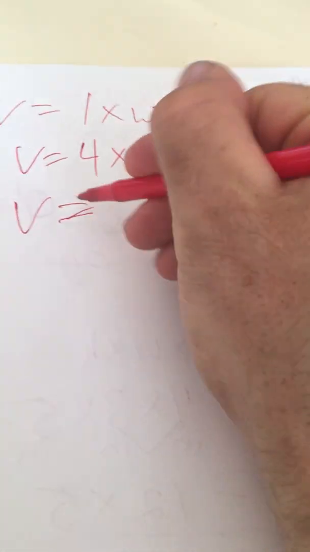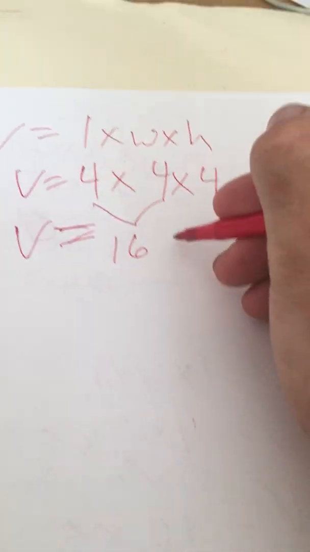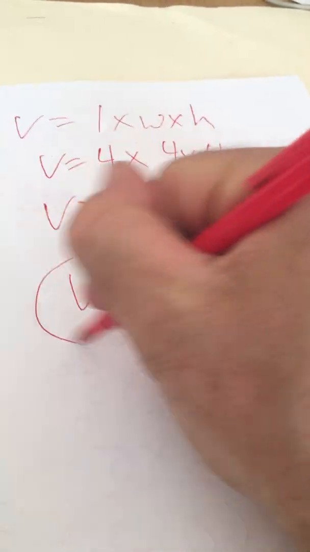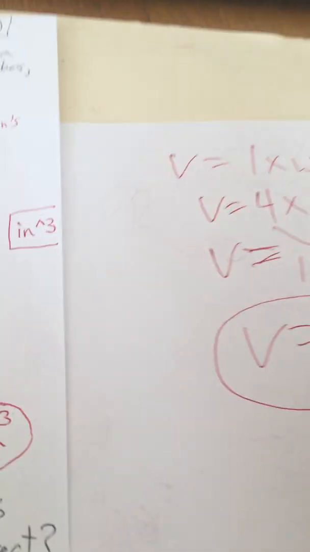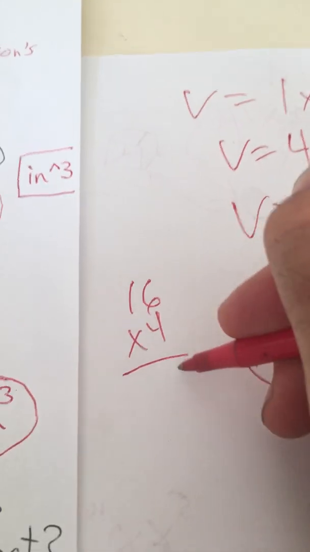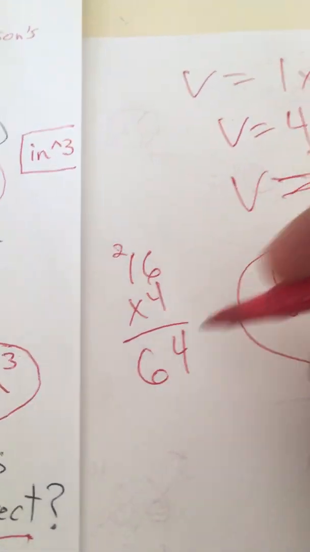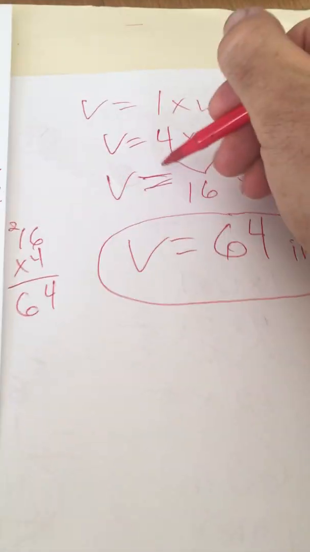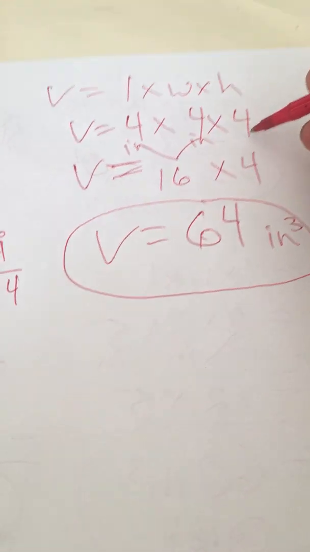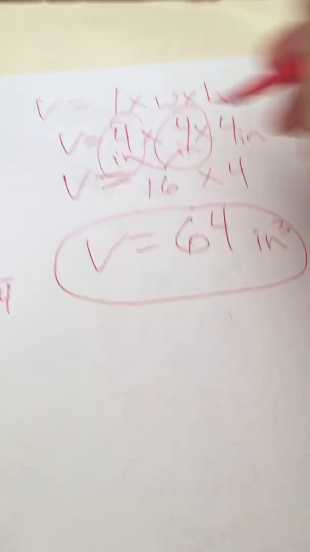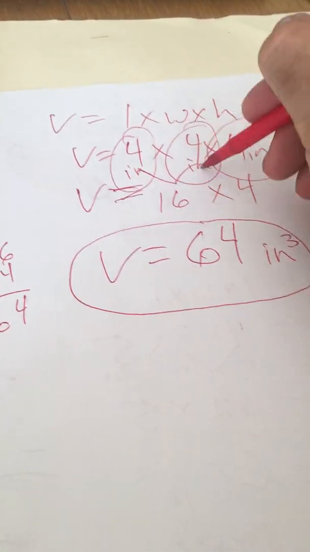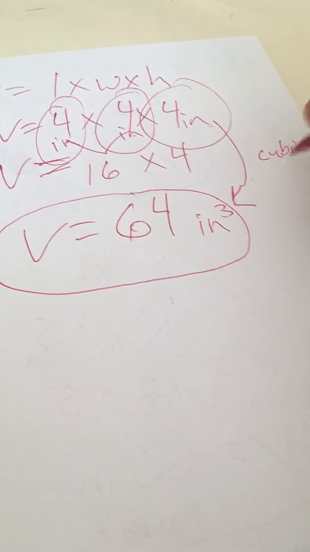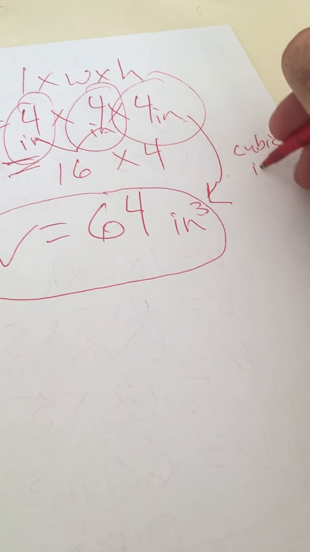Length times width times height. 4 times 4 times 4. So 4 times 4 is 16, and 16 times 4. If you don't know that in your head, you probably don't. You just do the multiplication, but the answer is 64. 16 times 4 is 64. All right, so 64, since it's inches times inches times inches, 4 inches times 4 inches times 4 inches, we did inches times inches times inches, which is cubic inches, or inches to the third power.